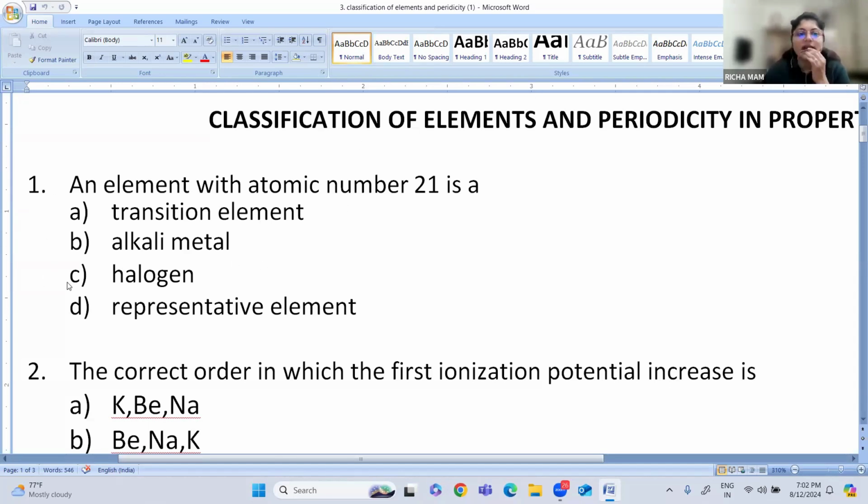Let us see. An element with atomic number 21 is which one? A, transition element; B, alkali metal; C, halogen; D, representative elements. The element with atomic number 21 is what? Hema has answered A. Okay, what about others?